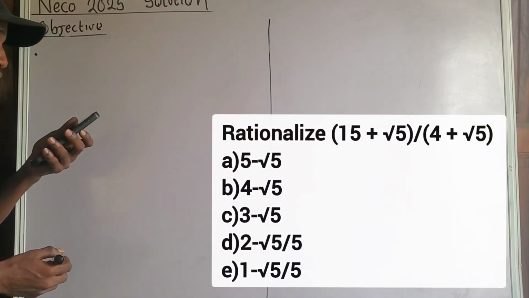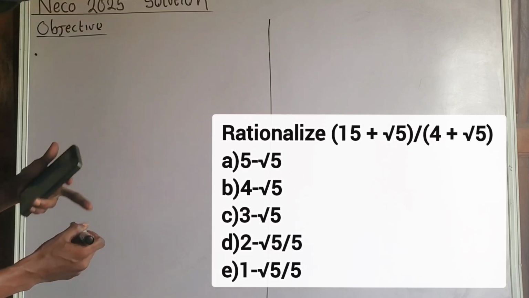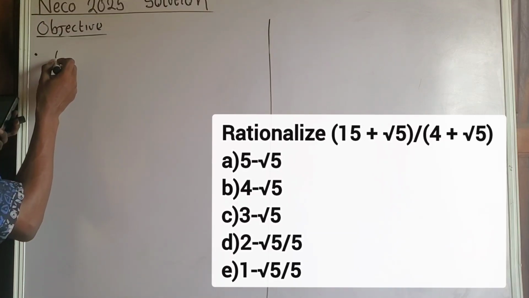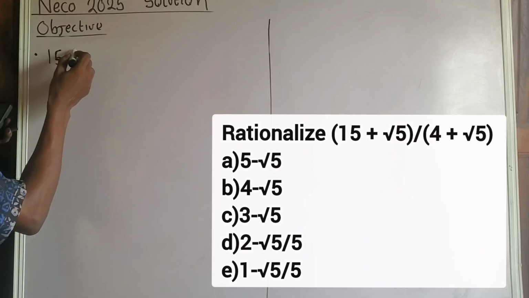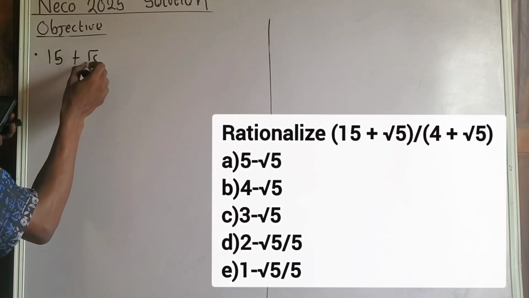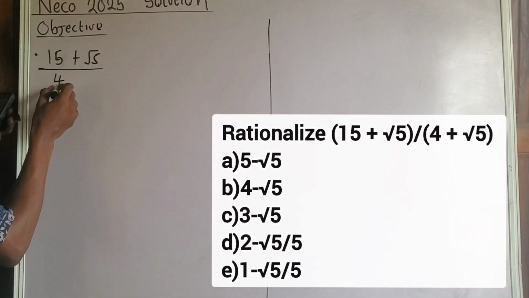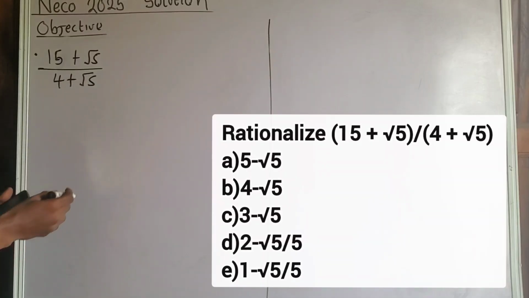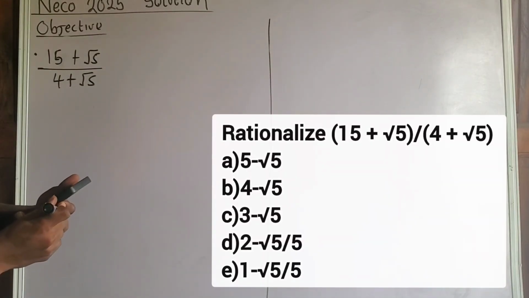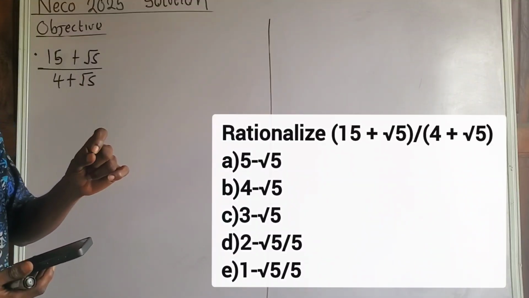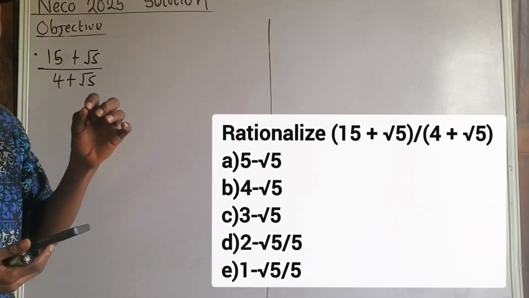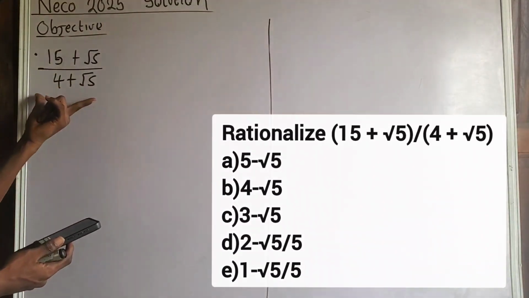Rationalize 15 plus root 5 all over 4 plus root 5. Okay. Rationalize 15 plus root 5 all over 4 plus root 5. Now listen to me carefully. This question is coming from a topic known as surds. You understand? And in surds, if you want to rationalize, this is an irrational part.